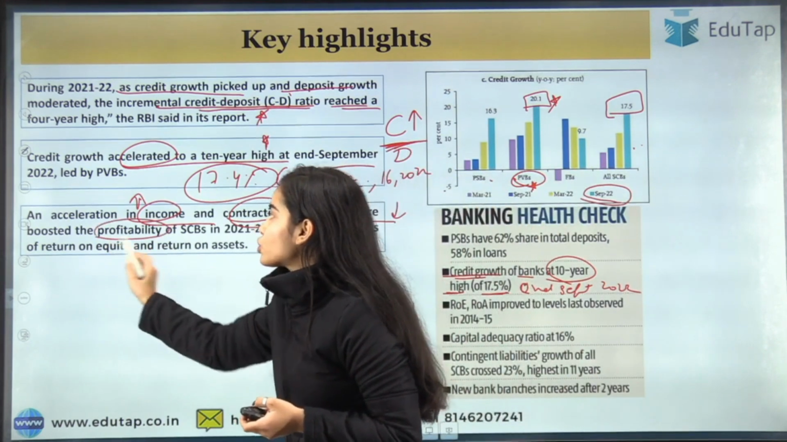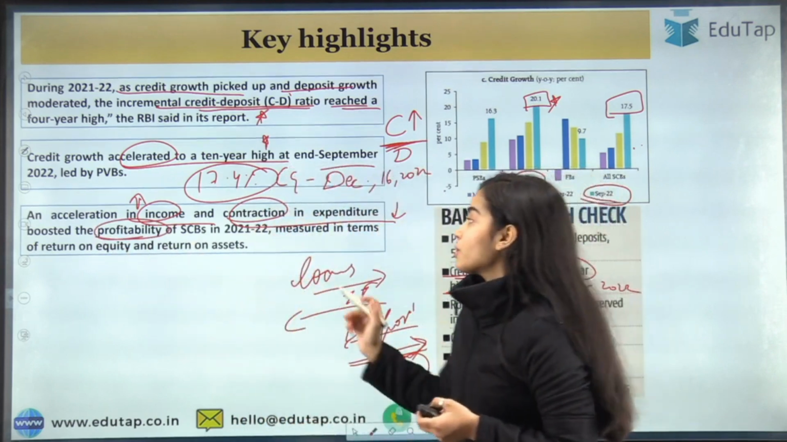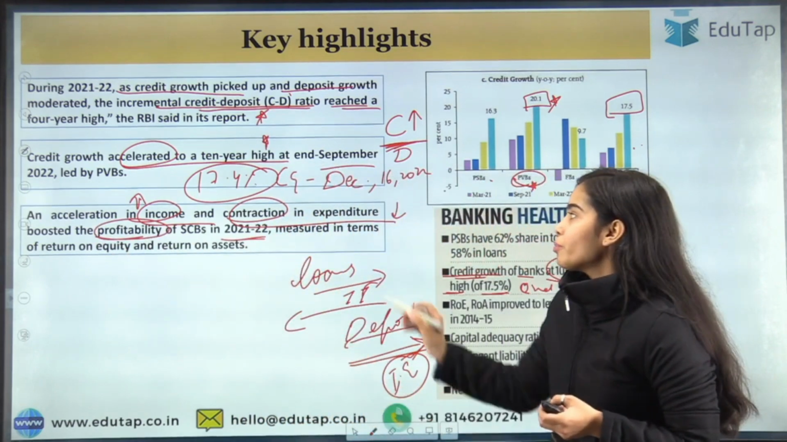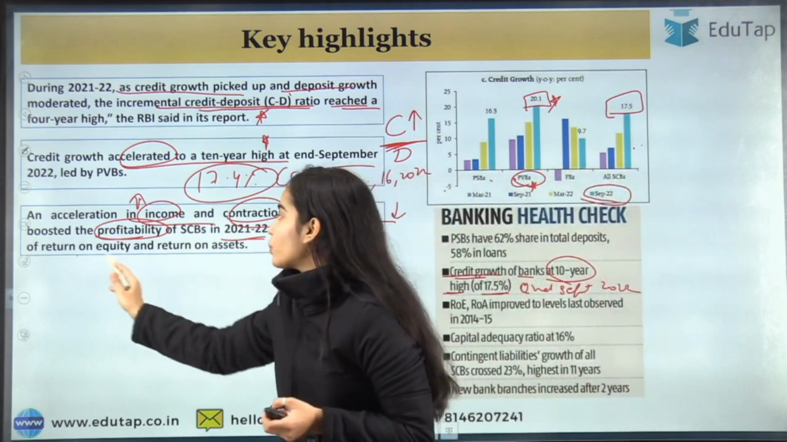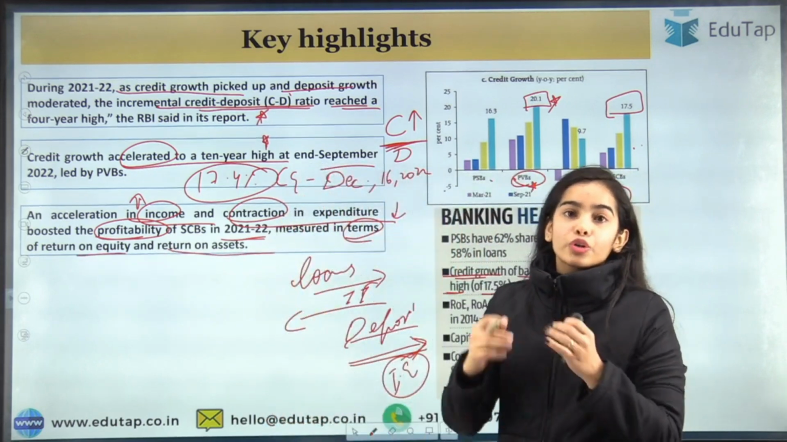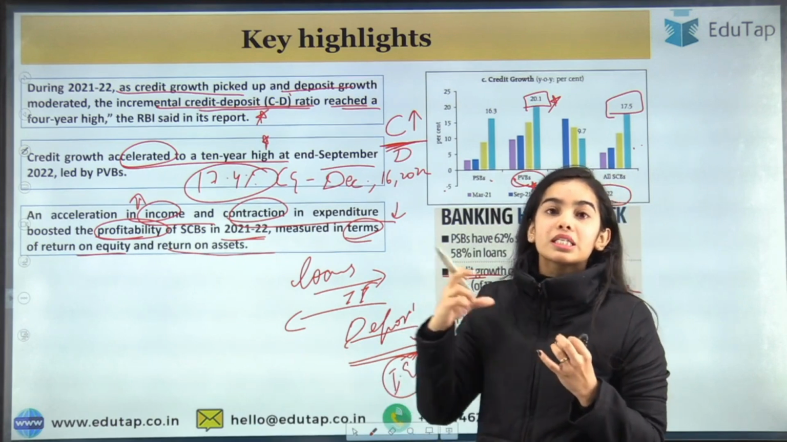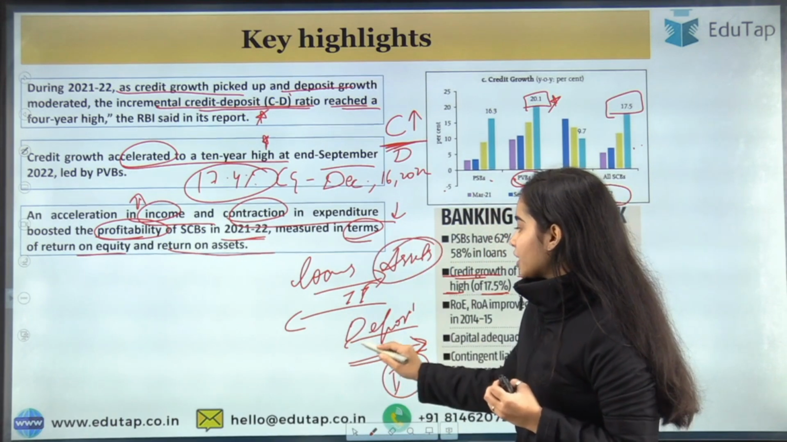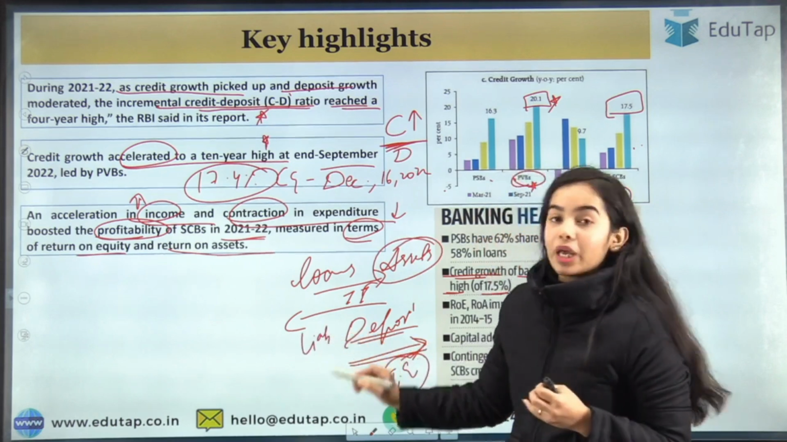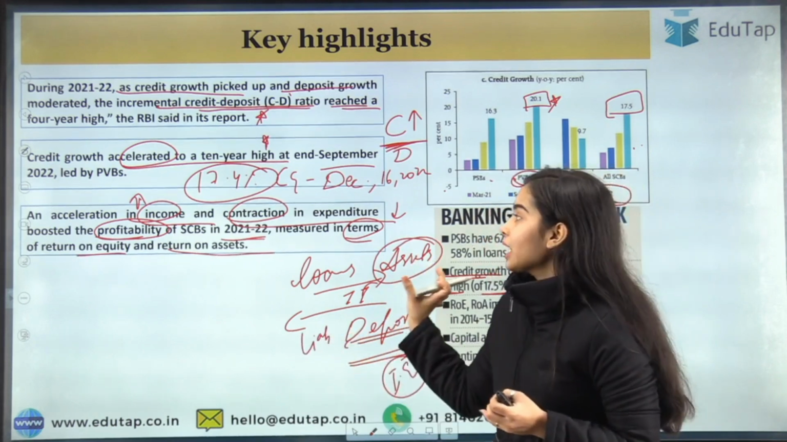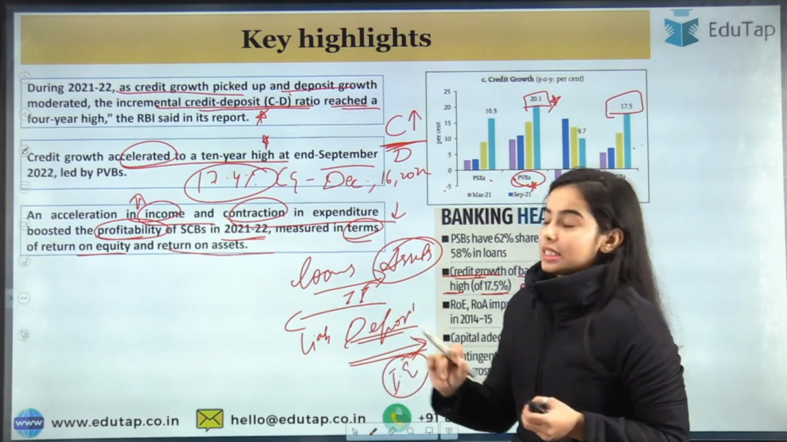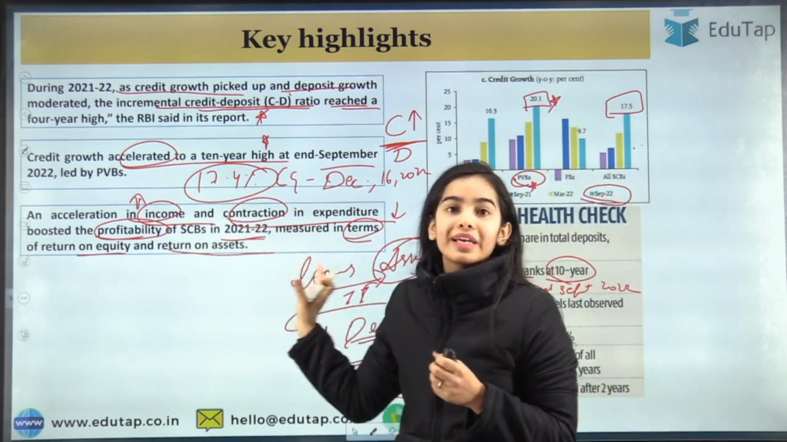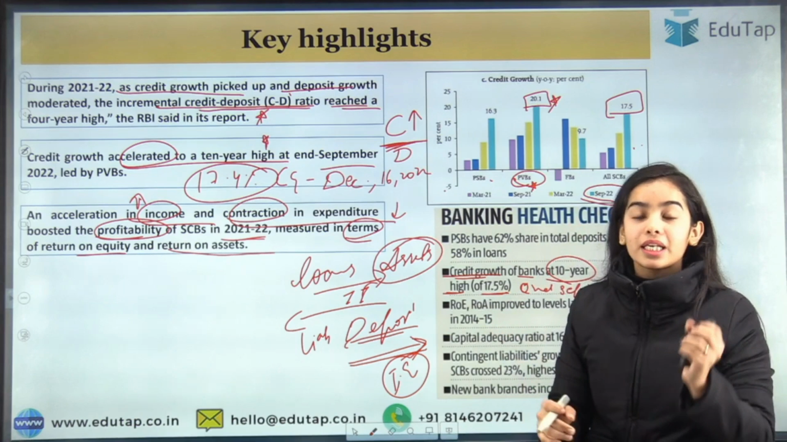So it has boosted the profitability of the scheduled commercial banks in 2021-22, measured in terms of return on equity and return on assets. Loans are the assets of the banks, while the deposits are the liability of the bank. On the assets, the banks are getting higher interest income. I hope you have understood all of this very clearly. You have to remember the data.